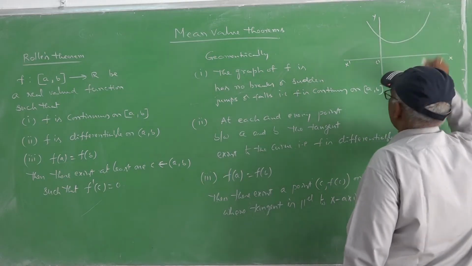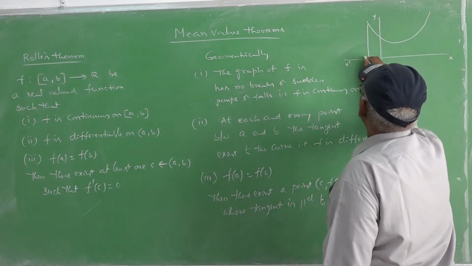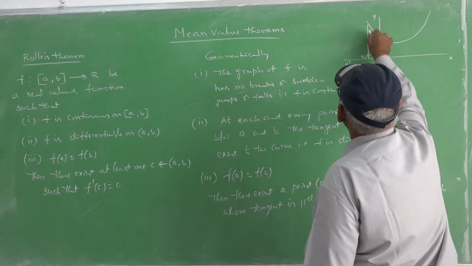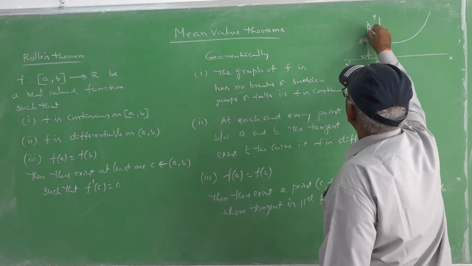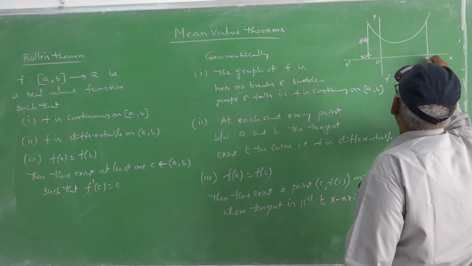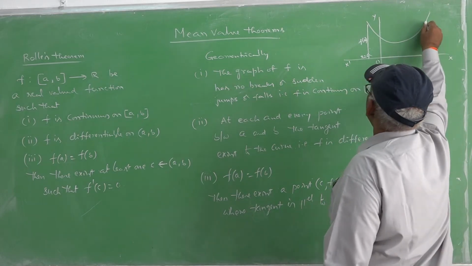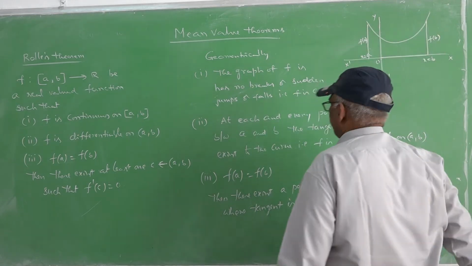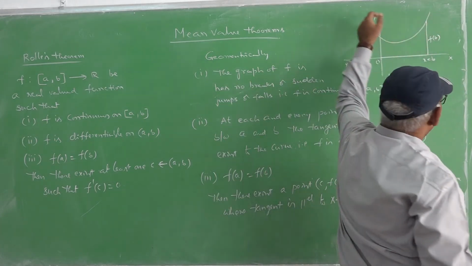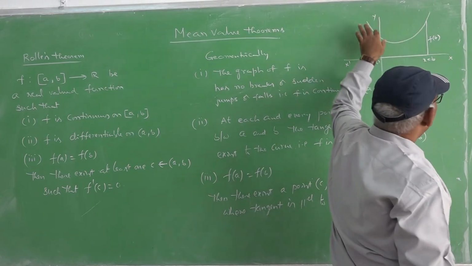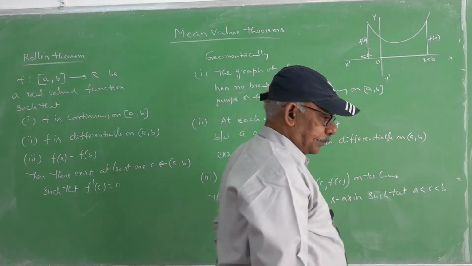Suppose the graph of the function is like this. It is continuous, no breaks. Let us suppose x equals a. This is a, and this length is f of a. This is b and this is f of b. The graph of the function is continuous, with no breaks and no sudden jumps or falls. In such a case, the graph is continuous.